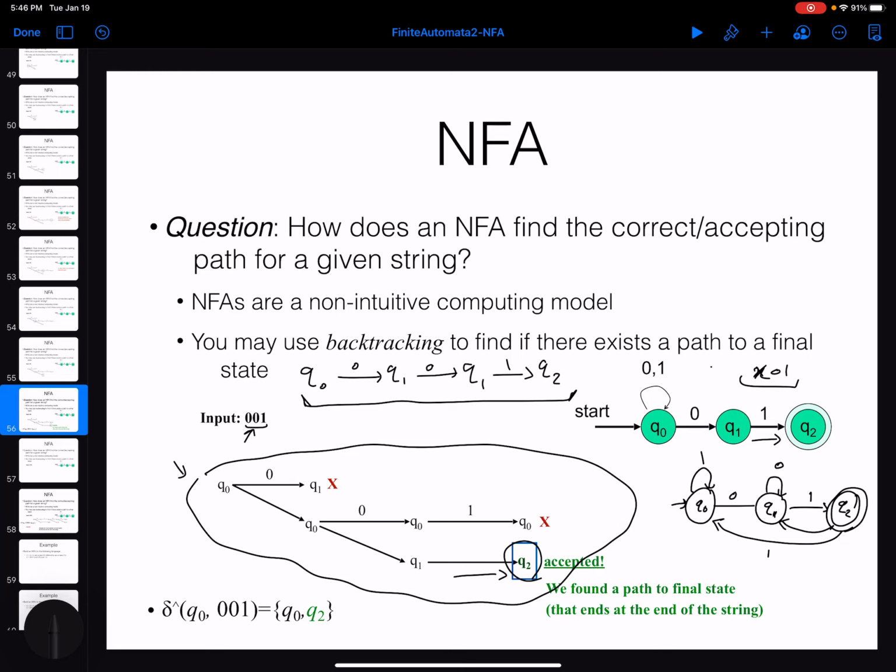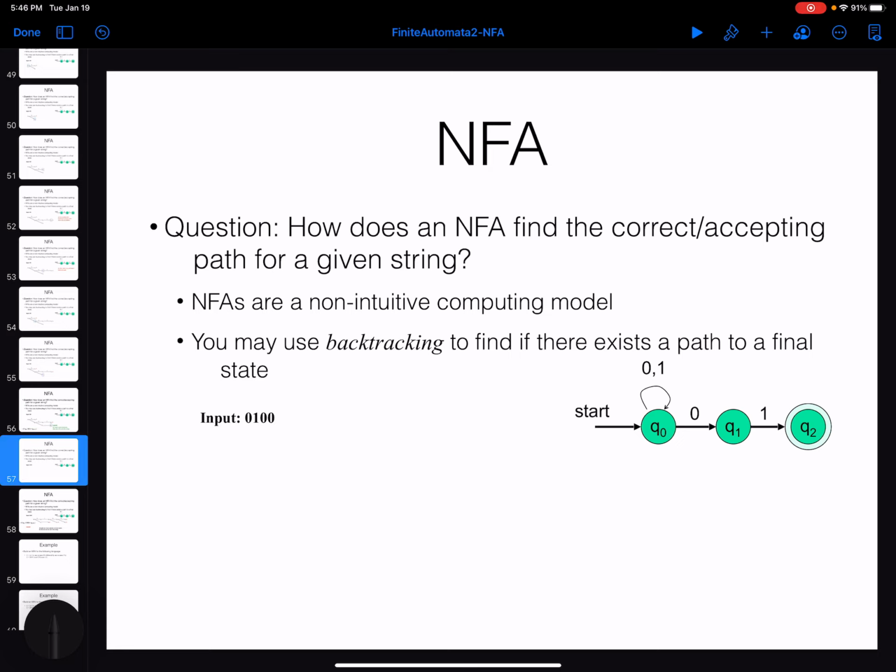Let me show you another example. I'm going to have the same NFA, but another string. You know that this string is going to be rejected because the NFA accepts all binary strings that end with the pattern 01, and we don't have that pattern at the end of the string. Let me show you how the NFA will understand that the string is rejected. Again, we have to do the full search here.